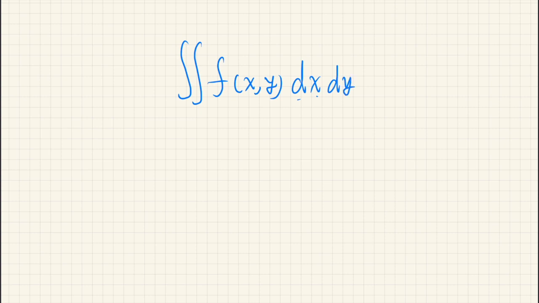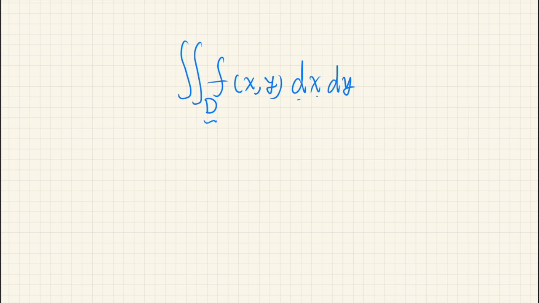In this video, we study the definition of the Riemann integral of multivariate functions. For example, if we have a bivariate function f of x and y, we would like to define the integral. In this case, it's a double integral, so integration with respect to x and y over a closed region D on the xy plane.